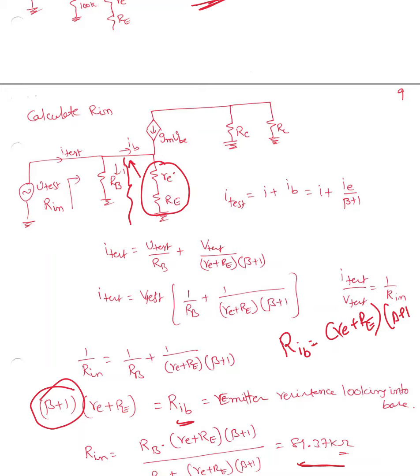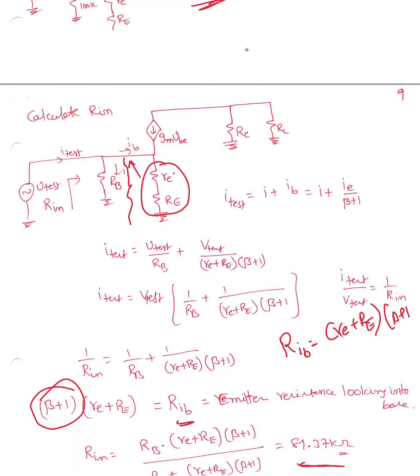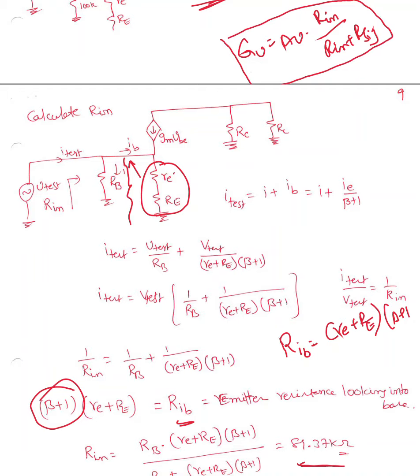Now you can find the overall gain, GV. I think I didn't find it here. GV equals AV times R input over R in plus R signal. This is common, it doesn't matter whether it is the pi model, T model, or CE, CB, or CC configuration.